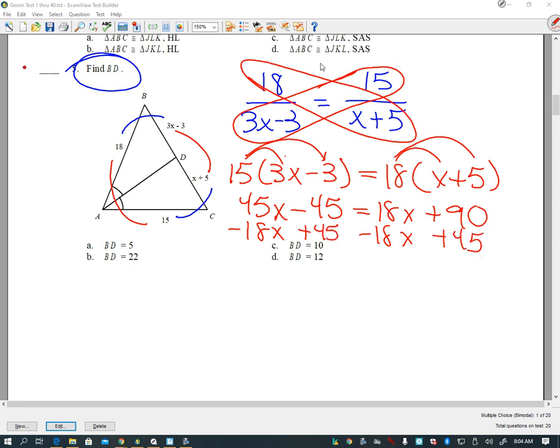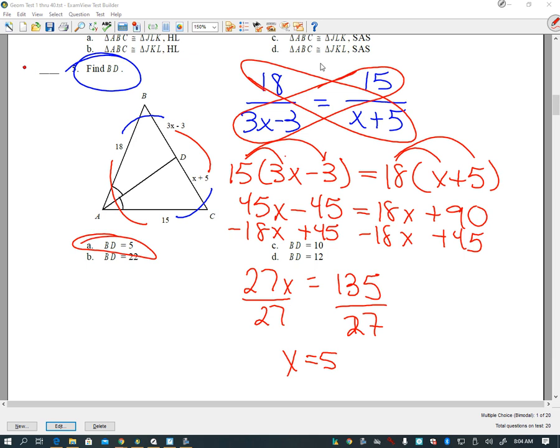Okay, so what is 45 minus 18? 27x. And what is that, 135? 90 plus 45. Okay, what's my last step? Divide by 27 on both sides. What's 135 divided by 27? X equals 5. And you'll notice, got my answer right there.